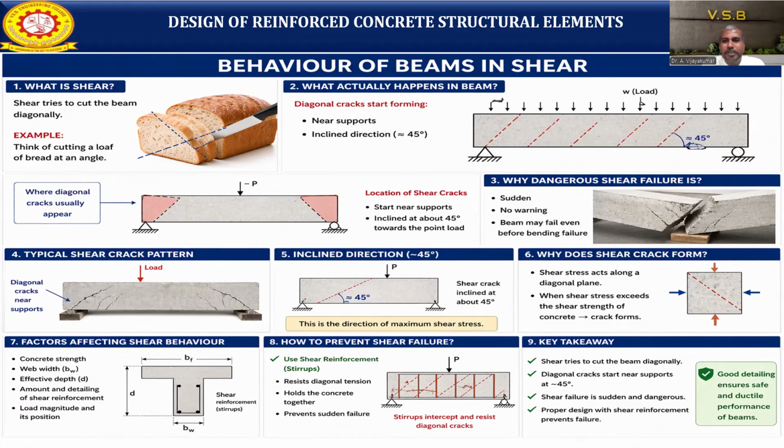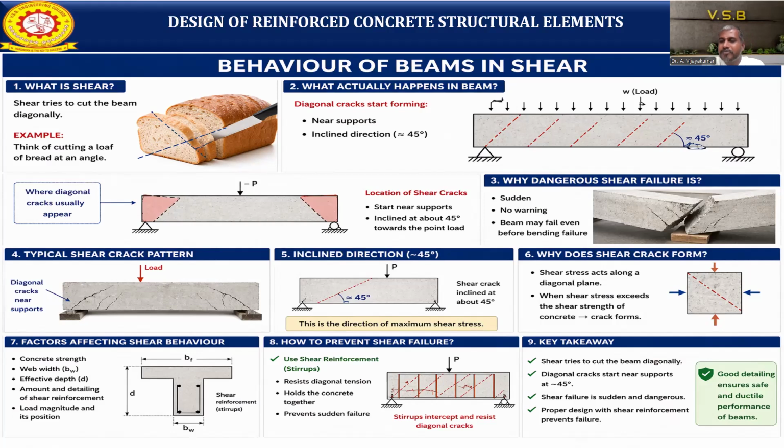Now see the fourth point, a typical shear crack pattern: diagonal cracks near the support. We already discussed that the shear crack occurs diagonally at nearly 45 degrees, starting at the support and moving towards the load point. That is the inclined crack in the image. If you measure it, approximately it will come to a 45 degree shear crack. This is the direction of the maximum shear stresses.